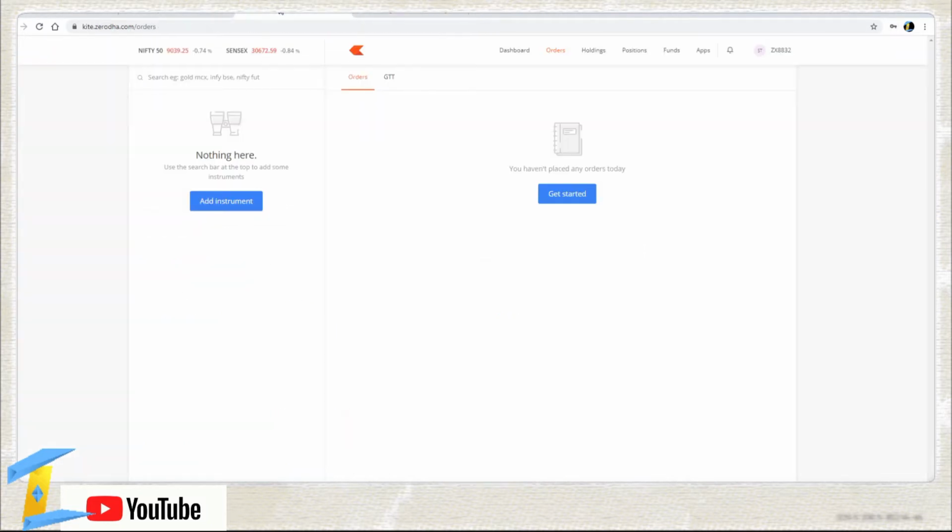Let's go to Zerodha website. This is the Zerodha website. I've gone to the orders tab here. Right now you don't see anything here. Once you log into Zerodha, usually you get a dashboard page where you'll see all your investment, market behavior, and all the good stuff, including the watch list.